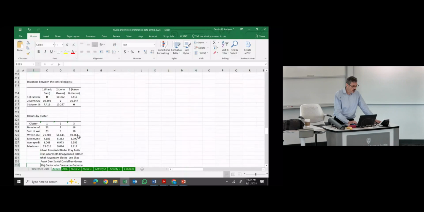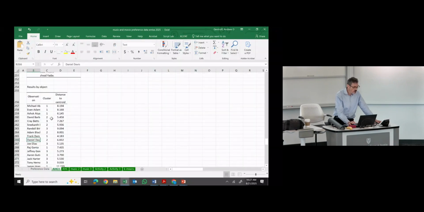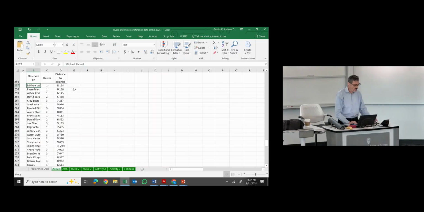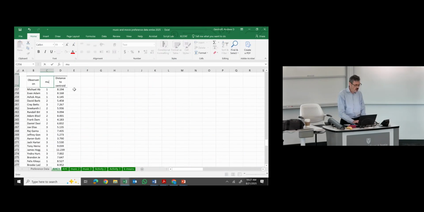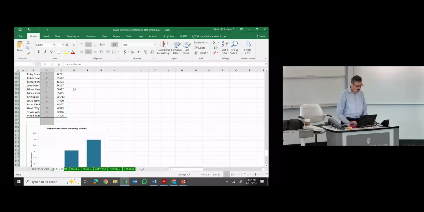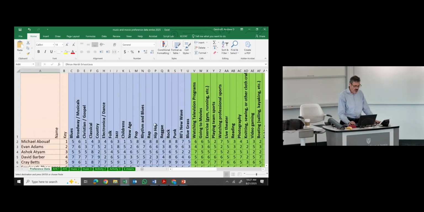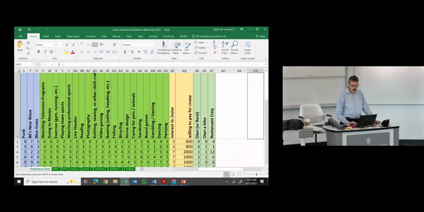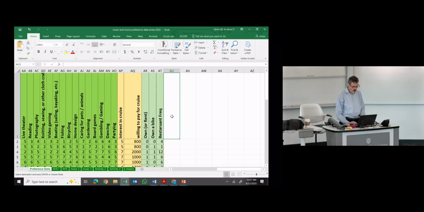And then one other thing that's fairly useful is that I also have what cluster number everybody belongs to. So first I'm going to change this, I'm going to call this music cluster, and I'm going to copy these values and bring them back to the preference data that I had before. I'm just going to dump it in right next door. So what I've got is the cluster number that each individual belongs to.